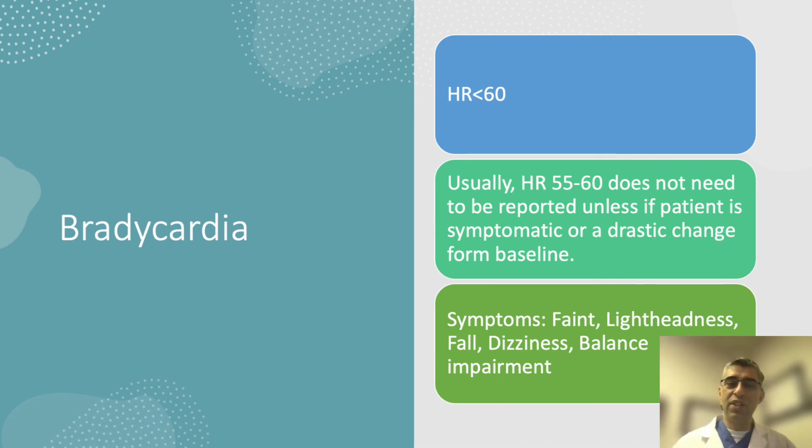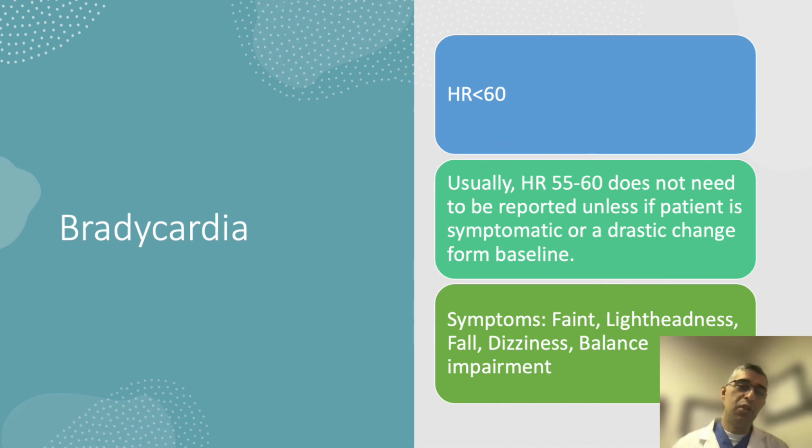Bradycardia, on the other side, is a heart rate less than 60. Usually between 55 to 60, the patient doesn't need to be reported, unless it's a significant shift from the baseline, then yes. But that's different. Like the heart rate was always 85, but tonight is 51. That means a significant bradycardia. That needs to be reported.